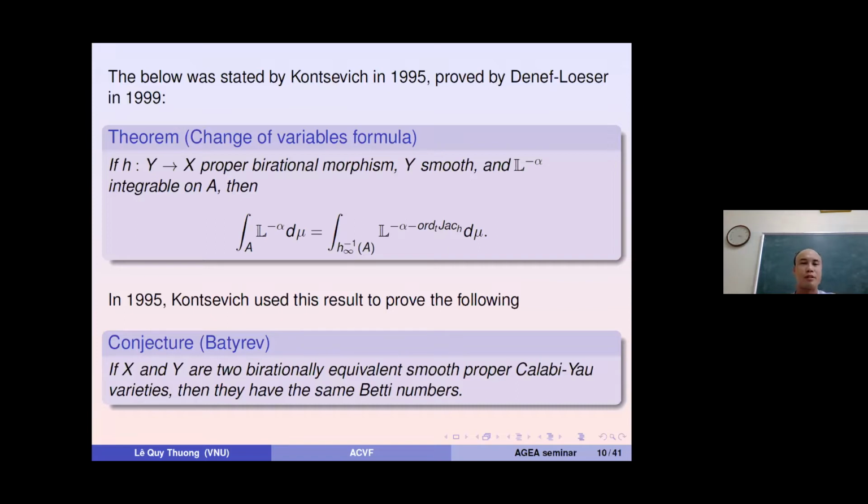which is maybe easier. And by using the theorem, Kontsevich can prove the conjecture by Batyrev: if X and Y are two birational equivalent smooth proper Calabi-Yau varieties, then they have the same Betti numbers, and the proof is very simple.